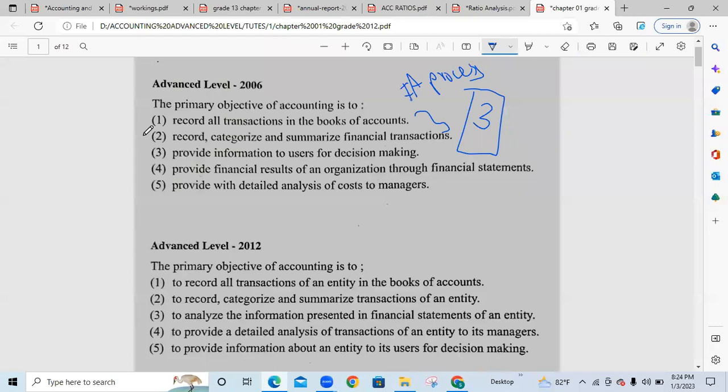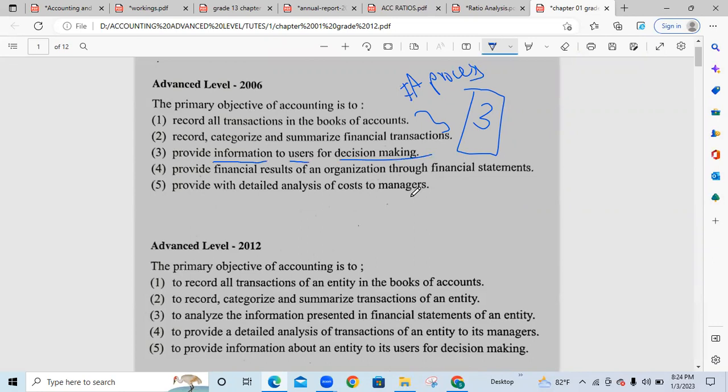Next one. Guys, provide information. What are you providing? Information to whom? Users. Why? To make decisions. All three answers are there. Information, users, decision. So that's the correct answer.